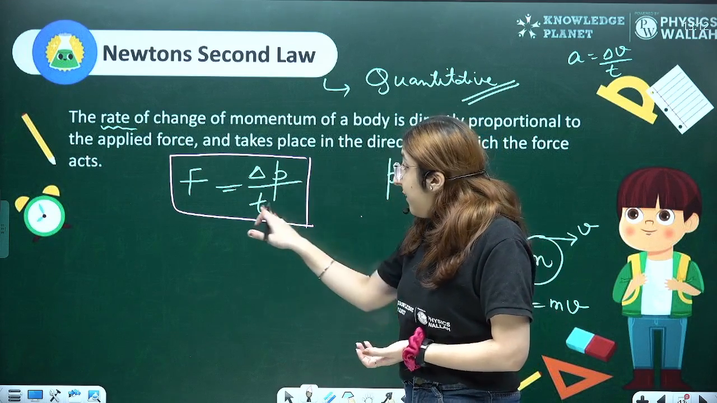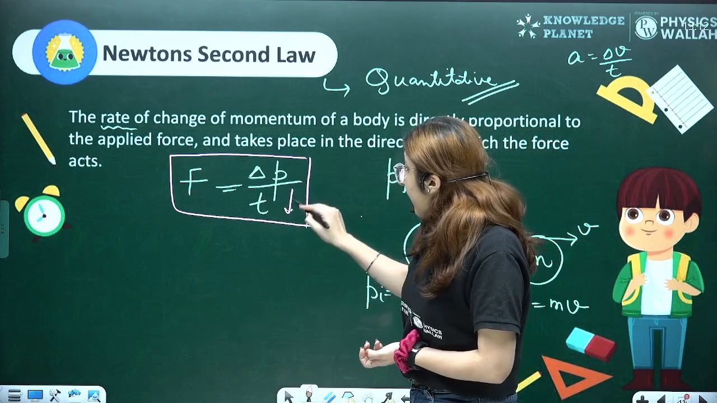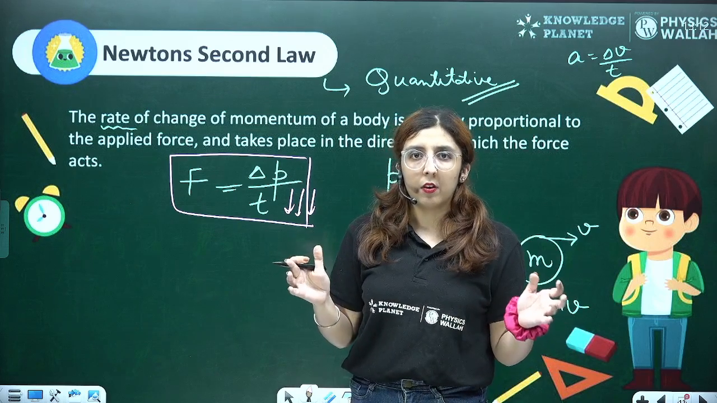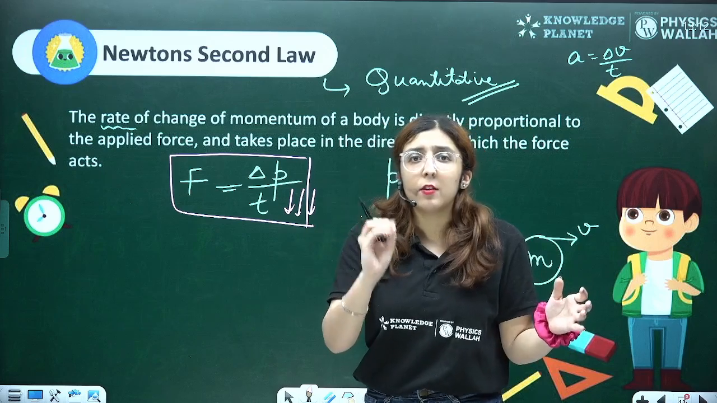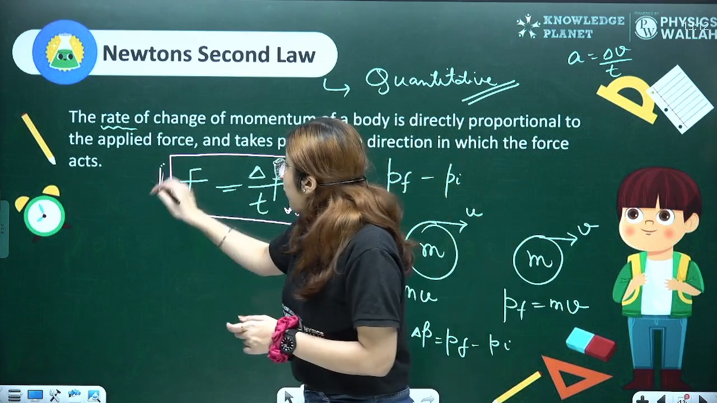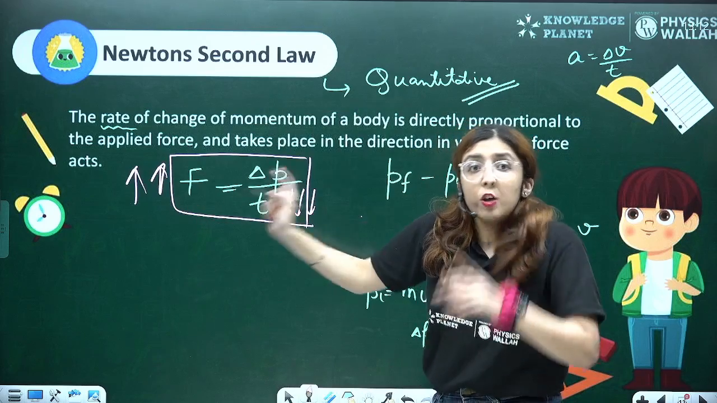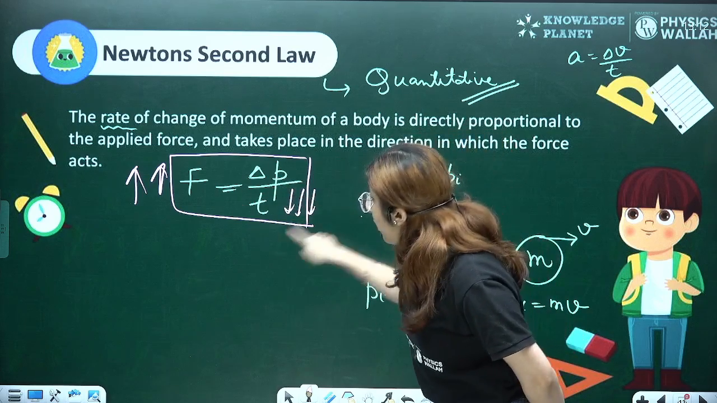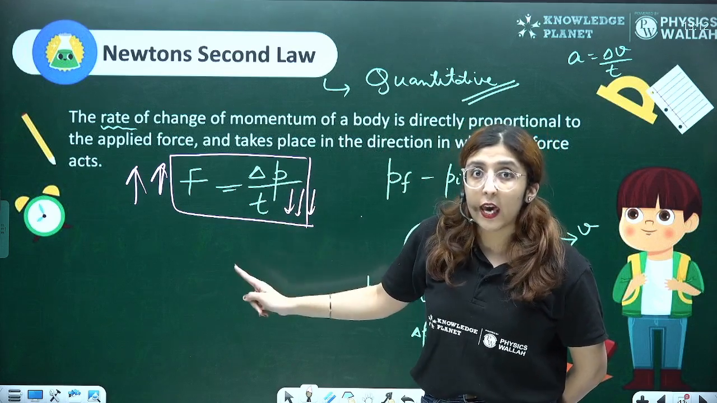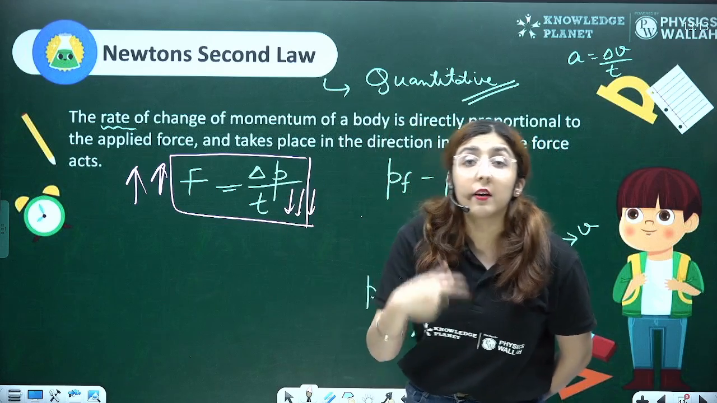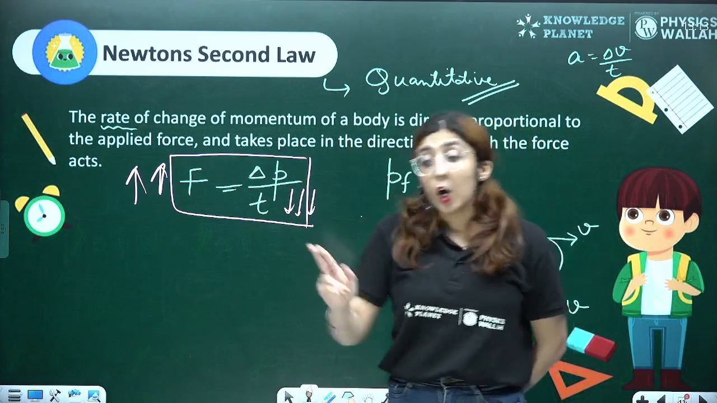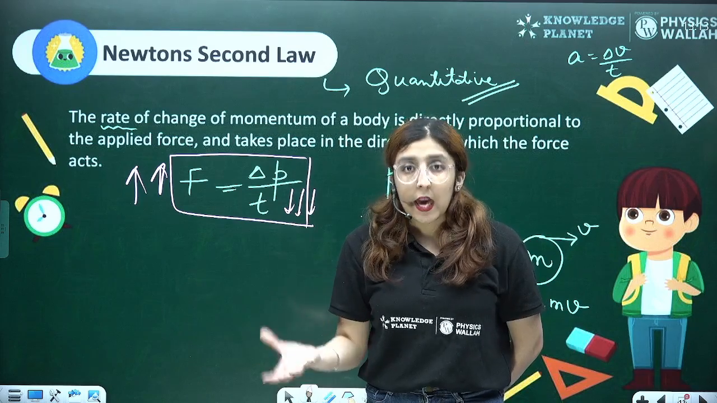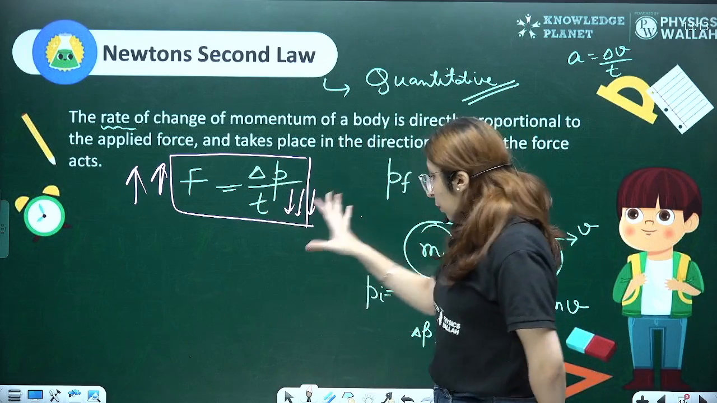Why so? If the change is quick, in lesser time, say I am moving from momentum 2 to 5, and this 2 to 5 takes place in 0.001 seconds, then the impact or the force will be more. So my force depends not only on the change of momentum but on the rate of change of momentum. Quicker change, less time taken, more force.